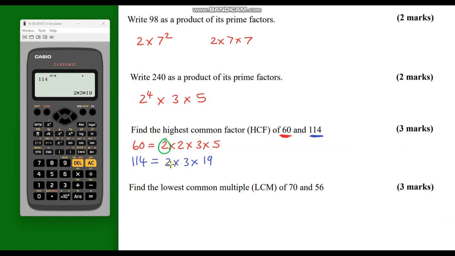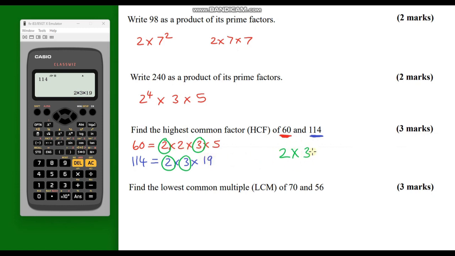Well, they both have a 2 in common, so we can write that down. And do they have anything else in common? They do. They have a 2 times 3 in common. You can see they've both got a 3. So here we've got a 2 times 3, and here we've got a 2 times 3. But they don't have anything else in common. We've got 2 and 5 here, and we've got 19 here.